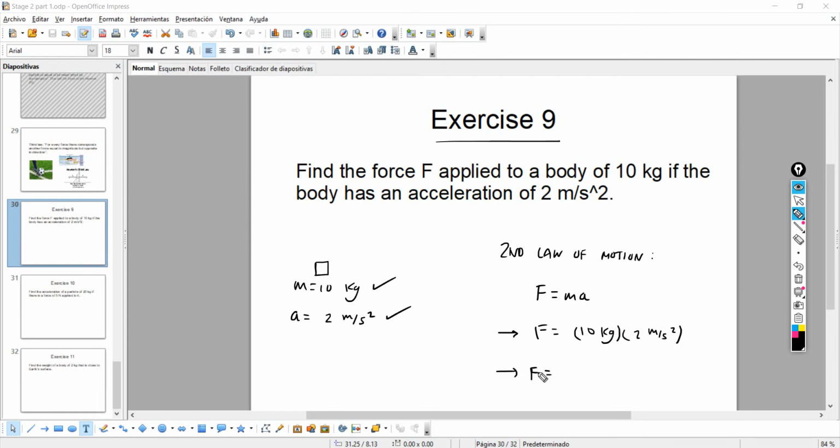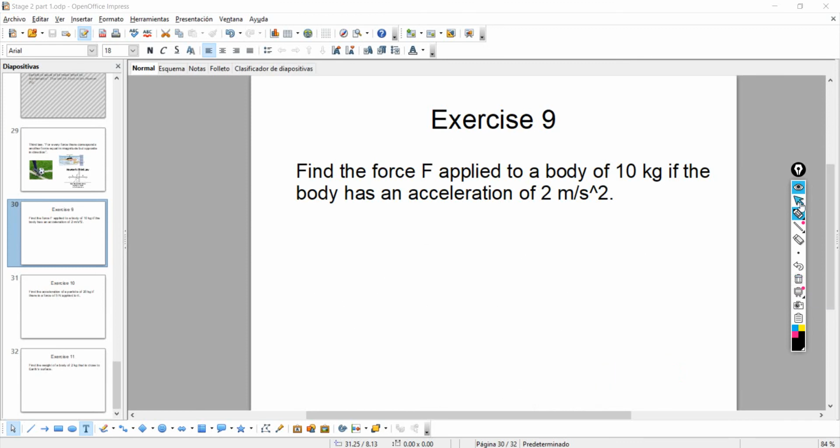and therefore the force will be the multiplication of these two quantities. That's going to be 20 kilograms times meters per second squared. And remember that this unit, kilogram times meters per second squared, is called 1 newton, and so this is 20 newtons. So that is the force being applied on this object, and this force will produce this acceleration on this object.